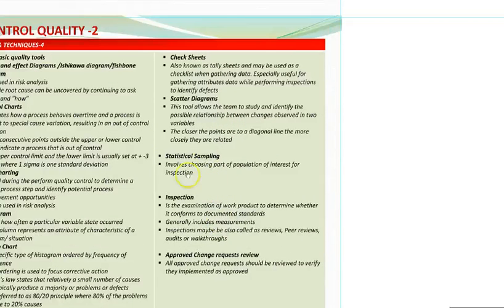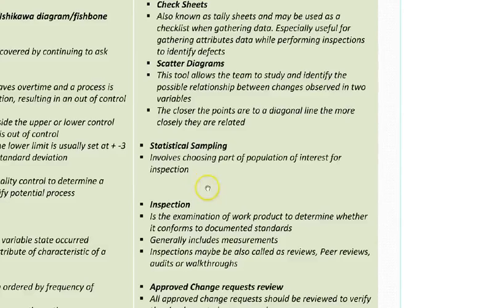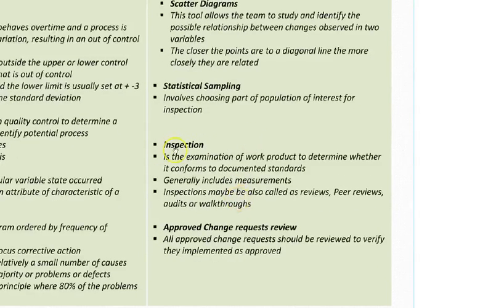So the other three are statistical sampling. Again, we've seen this before, which involves choosing a part of the population of interest for inspection. Next one is inspection. It is the examination of a work product to determine whether it conforms to documented standards. Generally includes measurements. Inspections may also be called reviews, peer reviews, audits, or walkthroughs. Approved change request review. All approved change requests should be reviewed to verify they were implemented as approved.